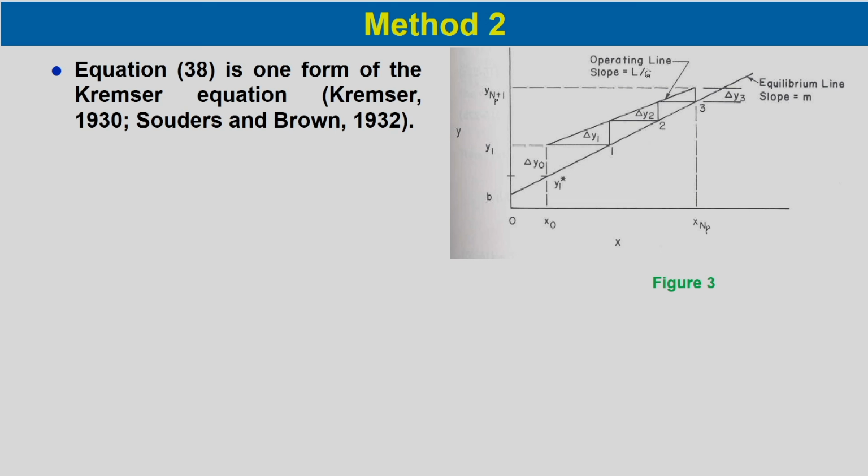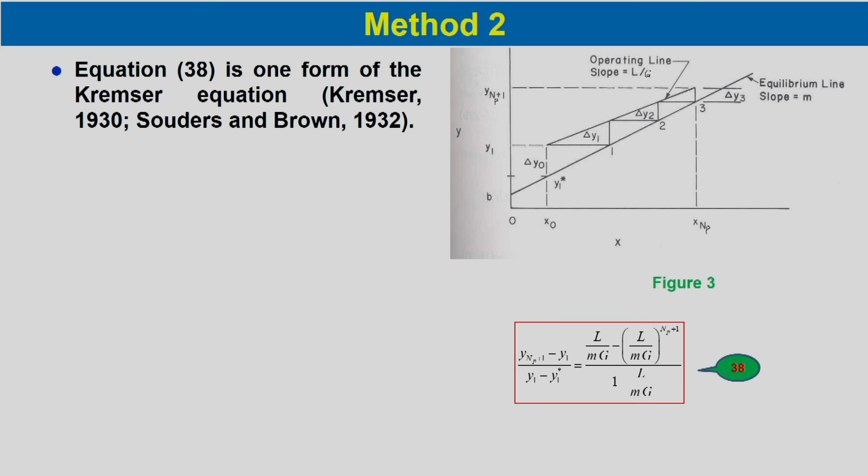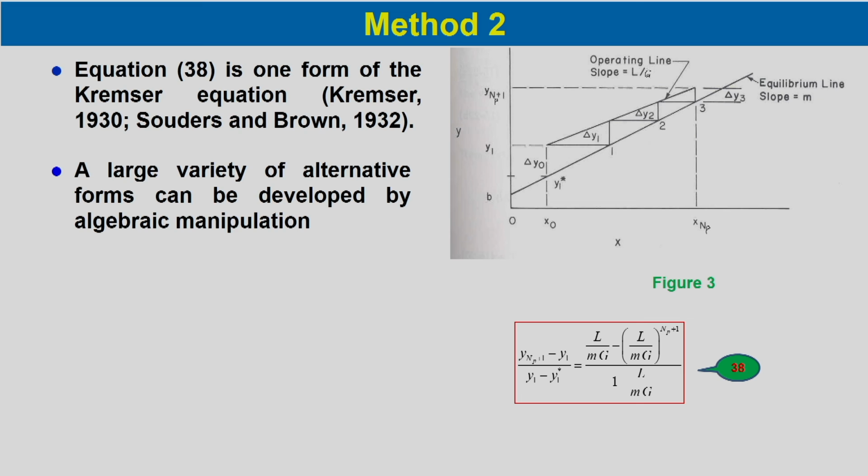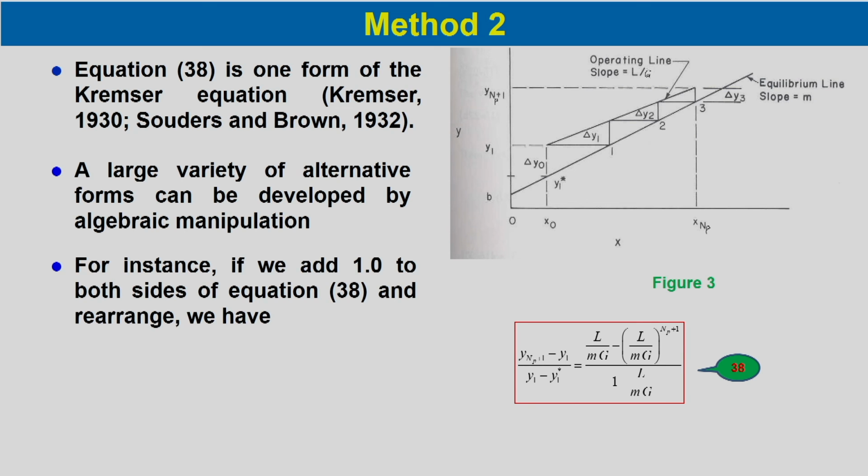Equation 38 is one form of the Kremser equation, and it is also called the Kremser-Brown-Schroeder equation. With different manipulations we can develop different algebraic equations. For instance, if we add 1 to both sides of equation 38 and then rearrange, we will get y n p plus 1 minus y 1 star divided by y 1 minus y 1 star would be equal to 1 minus L by m g to the power n p plus 1 divided by 1 minus L by m g.